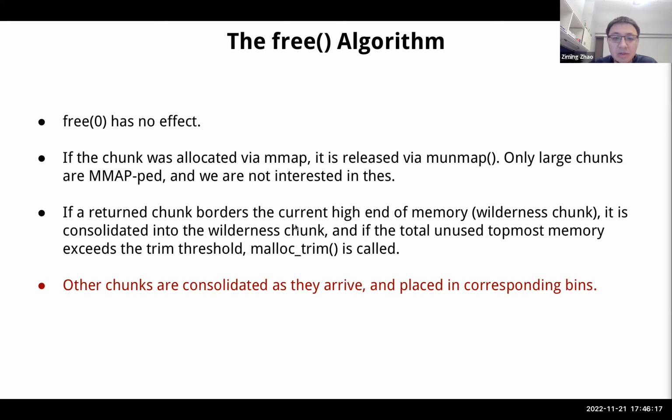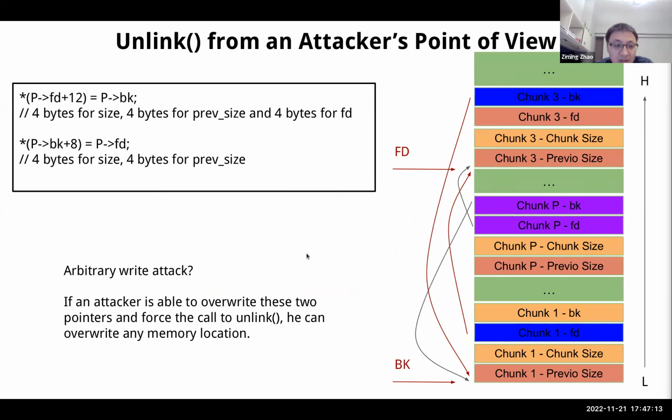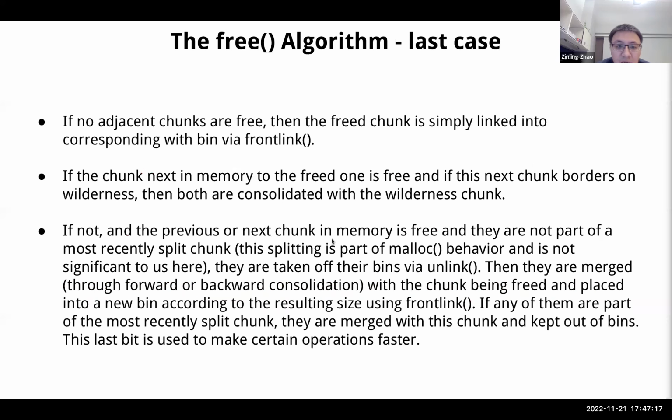Then also, if the chunk we're going to free is next to the wilderness chunk, which is a huge chunk, then it will be merged into that chunk. So it will not be placed in any corresponding bins. It will just merge into the huge chunk. So all other chunks, if they do not match those three conditions, sometimes could be consolidated. But when they are consolidated, they will be placed in the corresponding bins instead of the wilderness chunk. So when they are placed in the corresponding bins, they have to be unlinked from their existing bin. And we saw that the unlink code has an arbitrary write vulnerability we can use.